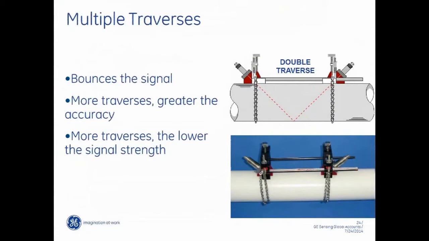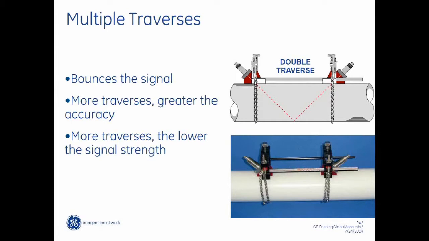Multiple traverse. So typically we're either 1 traverse or 2 traverse. This is a 2 traverse example. And basically what that means is the transducers are a bit further apart. The signal moves into the pipe, bounces off the back wall of the pipe, and then back up to the receiving transducer. It gives you a bit better accuracy. It gives you a little less signal strength, but it's usually more than enough for us. But you do get a lot better accuracy because we're traversing that pipe twice now instead of just once.